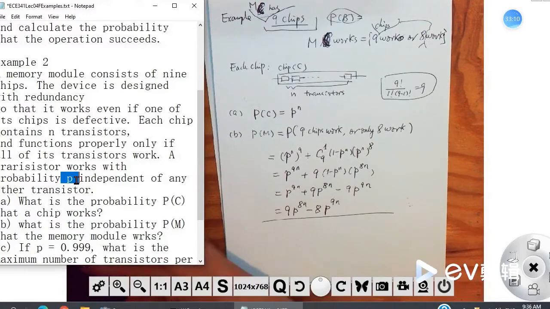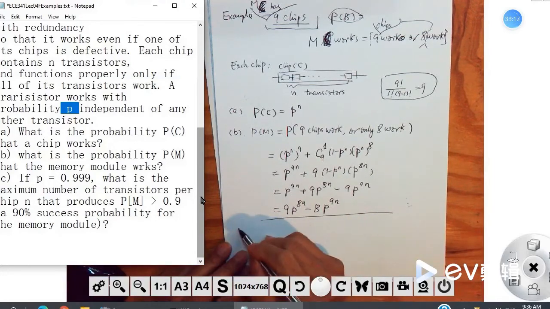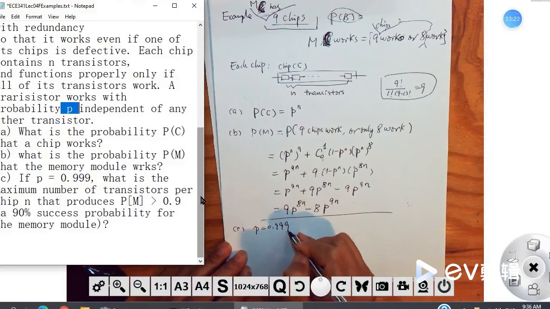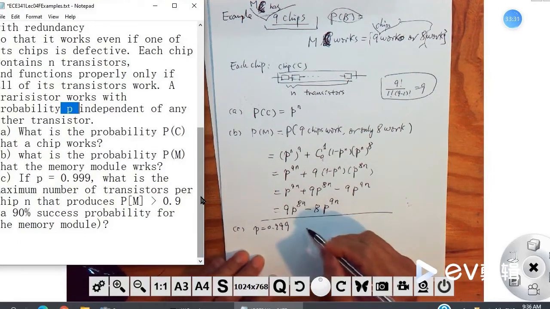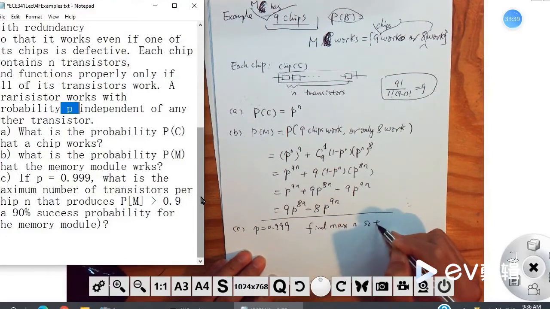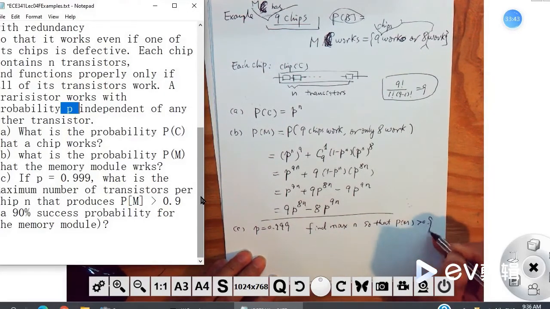And okay, we have the third question, C. If P equals 0.999, what is the maximum number of transistors per chip N so that PM is larger than 0.9? Okay, find the maximum N so that PM is larger than 0.9, the largest N.